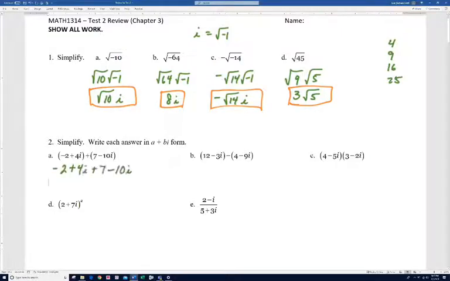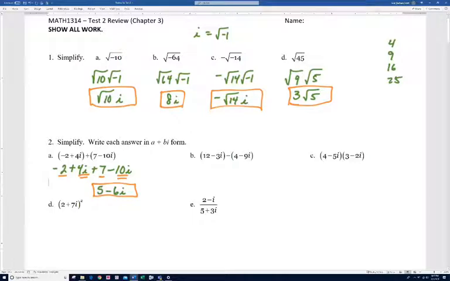So let's see, on letter A here, we're going to drop the parentheses first. And then let's go ahead and combine our like terms. We get a -2 and 7, that's 5. 4i and a -10i will give you a -6i. And so that'll be our final answer. And it's in the right form, that a plus bi form, which is what we'll write all our answers in.